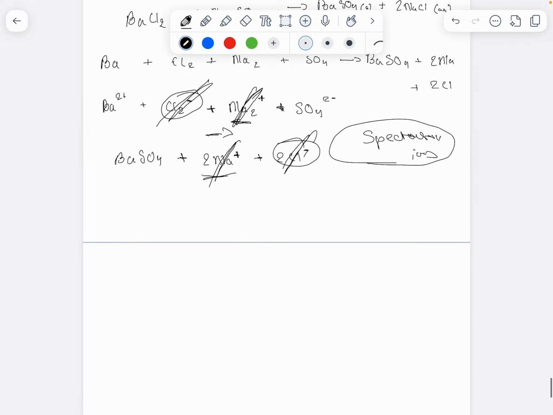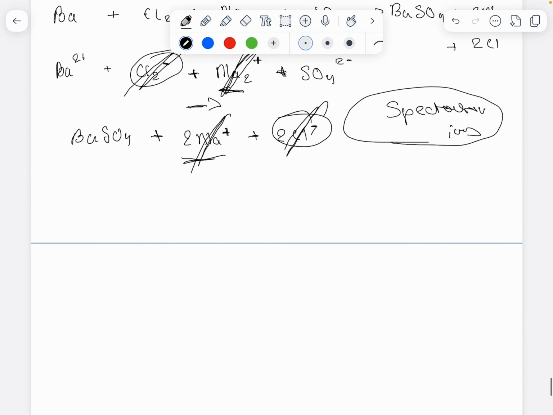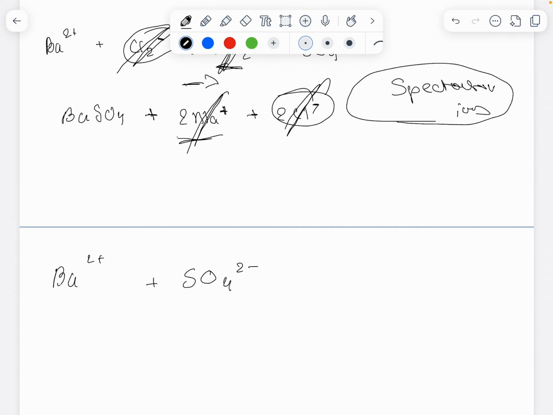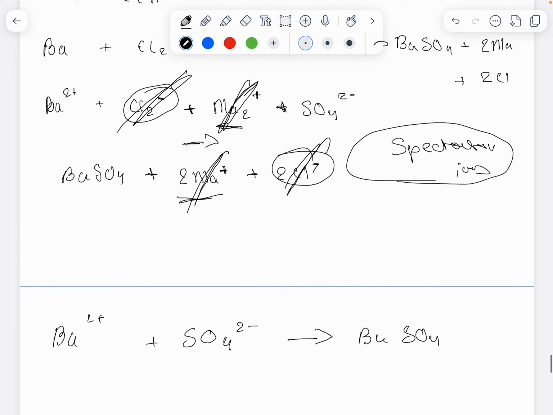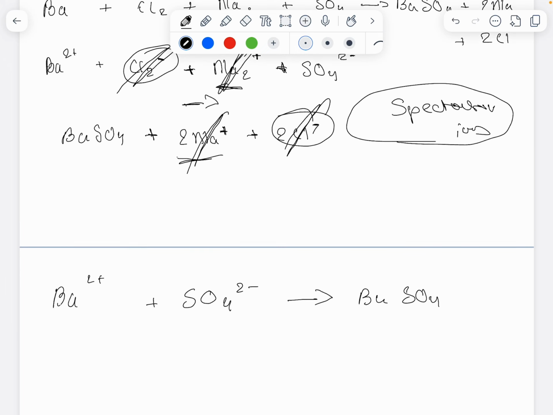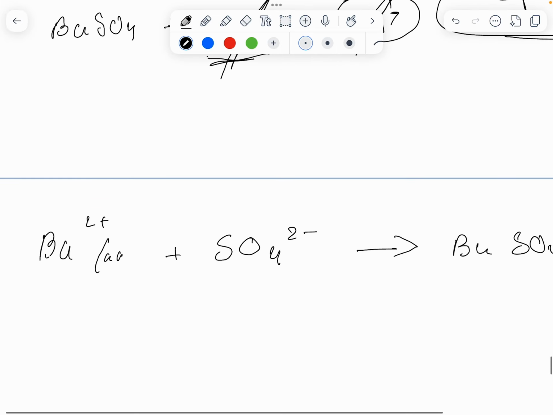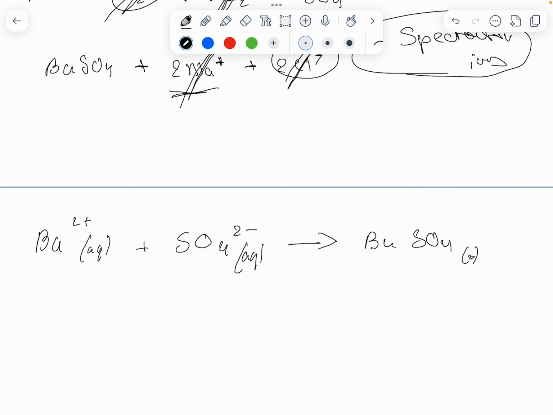Sorry, I was checking the name of SO4, which is sulfate. So we have Ba2+ plus SO4 2- equals BaSO4, and that should be our final answer. What you might also want to do is change this into aqueous, and this is a solid because we know from the question.